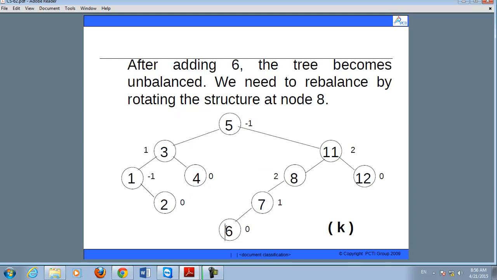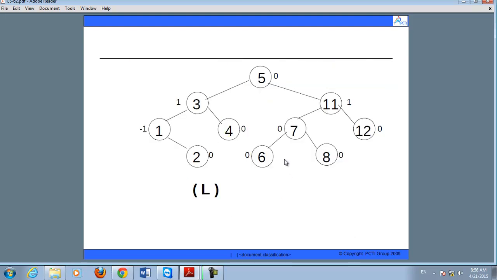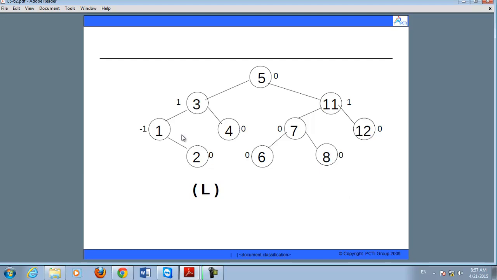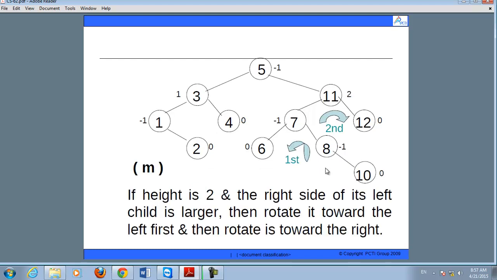It means first of all this subtree is taken, 6, 7 and 8. The rotation operation will be performed. 7 comes at the root position, 6 at the right side and 8 at the left side. Now again calculate the balancing factor of all the nodes. If the tree is balanced, then it does not have any need to perform the rotation operation again and again.